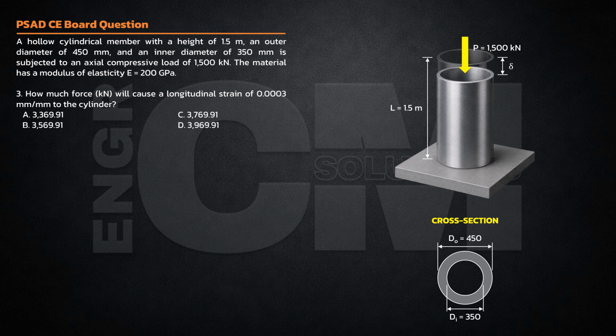How much force in kilonewtons will cause a longitudinal strain of 0.0003 millimeter per millimeter of the cylinder? For our solution here, we can use the general approach.